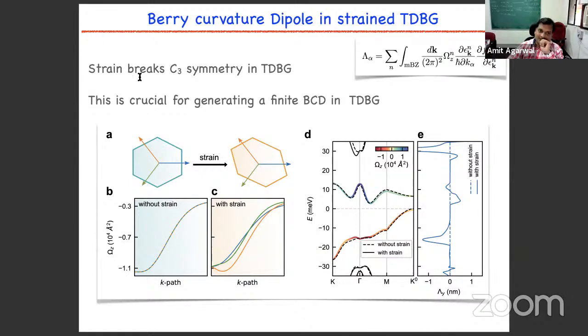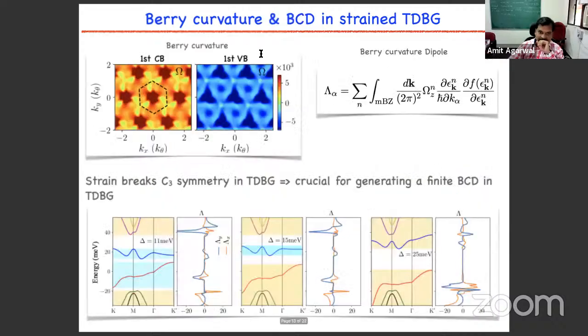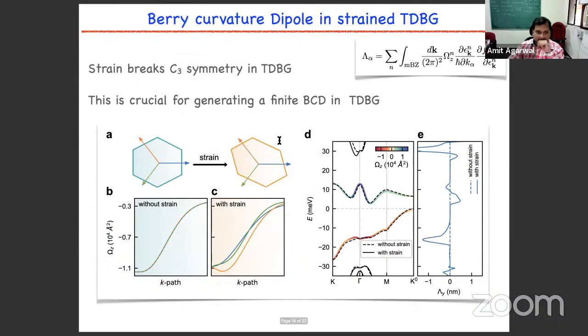So as I was arguing, strain breaks C3 symmetry in this twisted double bilayer graphene, and that generates this thing. Okay. And the idea is the following basically. Okay. So let's say I have this perfectly hexagonal Brillouin zone. I take this C3 symmetry related diagram. If I calculate the omega z basically, that's the only finite Berry curvature component I can have in 2D systems, then they exactly overlap each other. Okay. For each of these three paths basically. So the path length is just going from the gamma point to this, or here to here and so on. So if this is true, then the derivative of this omega along these paths will also be identical basically.